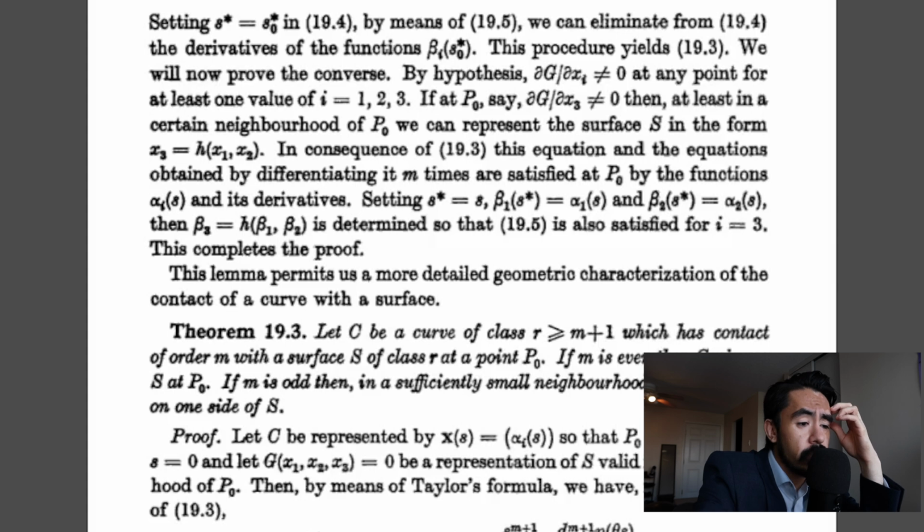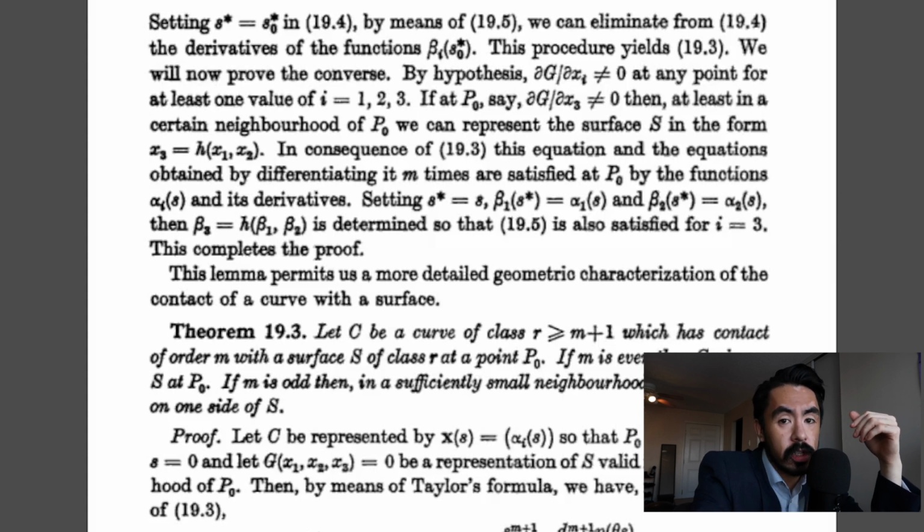By hypothesis, partial g partial x sub I is non-zero at any point for at least one value of I equals 1, 2, and 3. If at the point P naught, say, partial g partial x3 without loss of generality is non-zero, and by that I mean you could choose partial g partial x2 or partial g partial x1, and the logic of the proof will be exactly the same. But you only need to show partial g partial x3. It just makes it a little more straightforward to read.